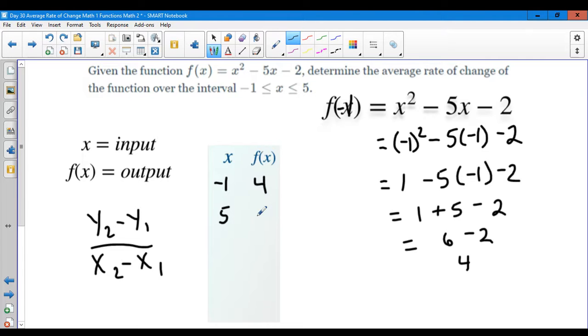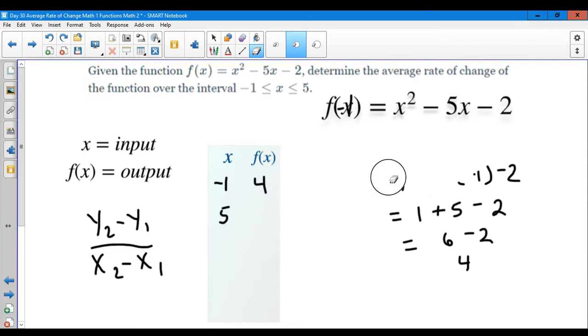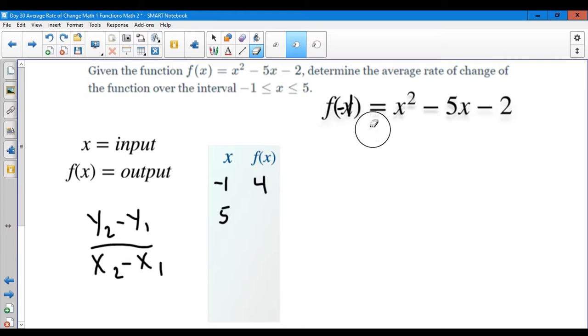So now we have the output for the lowest value in our interval. We're going to find the average rate of change. We need the output for the largest value. So we'll erase this work here, and we'll sub in 5.